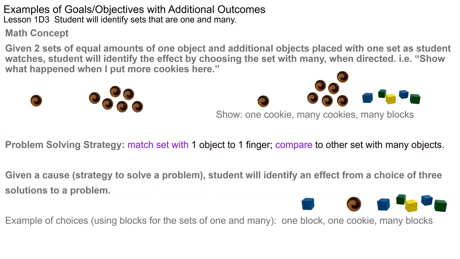Show what happened when I put more cookies here. Did I have one cookie, many cookies, or many blocks? Later, when the student has had more experience with problem solving, cause and effect can be identified within that process. The strategy for this problem is matching the known set of one finger to a set of one on the table, for example, one block, and then compare it to the other set to identify which is one and which is many.